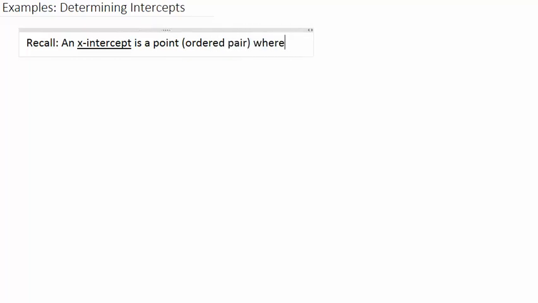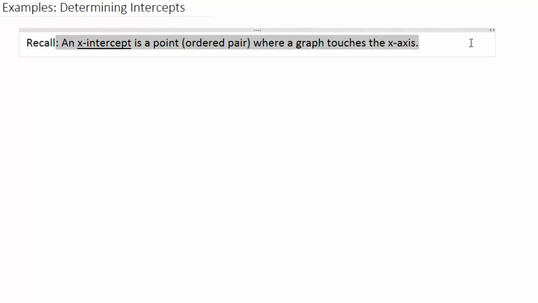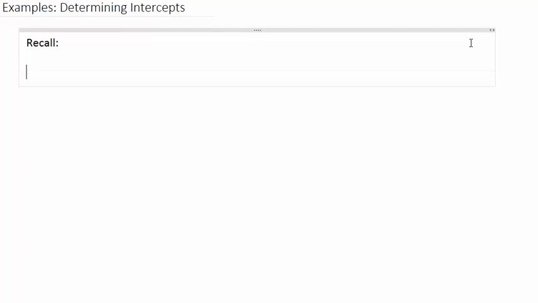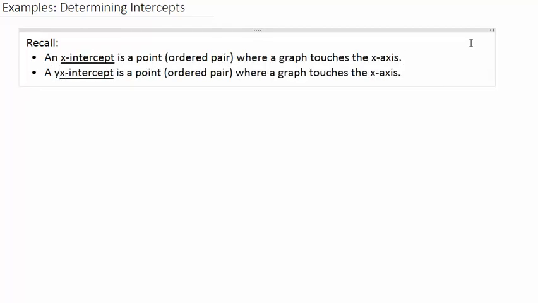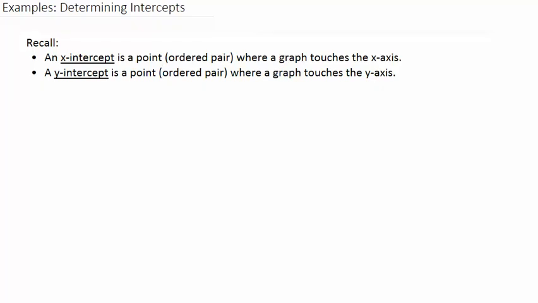It is a point where a graph touches the x-axis. It doesn't have to pass through, it just has to touch the x-axis. And of course, we could say the same thing about a y-intercept. A y-intercept is also a point where a graph touches the y-axis, okay? So we'll find some examples of these here, and we'll start with just a basic graph. So let's determine the intercepts in this example.